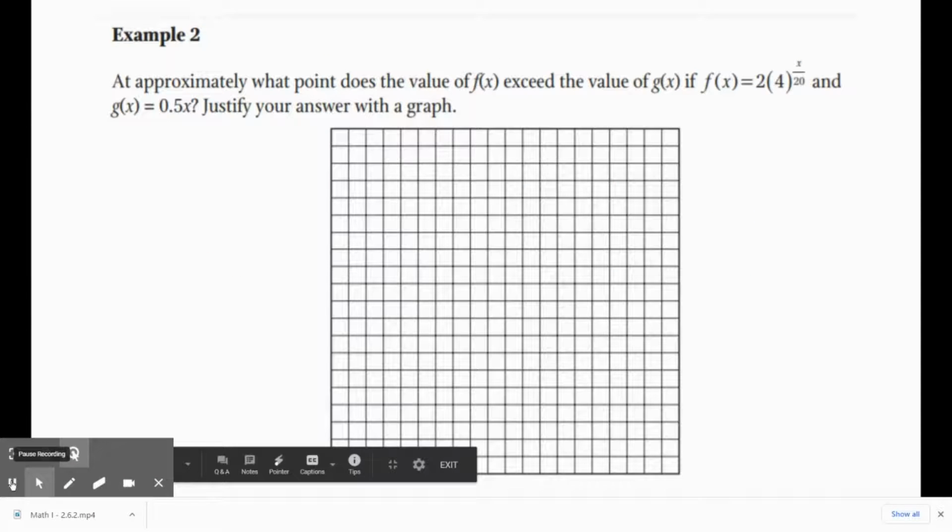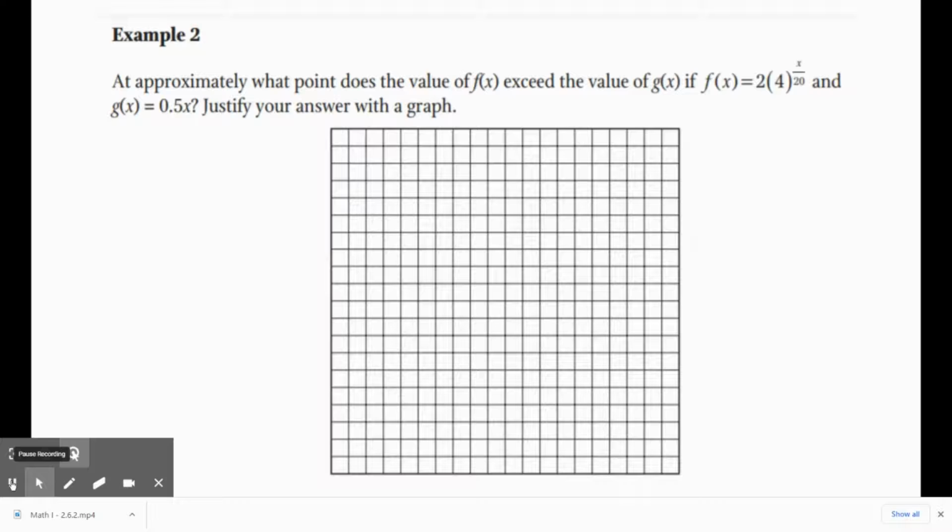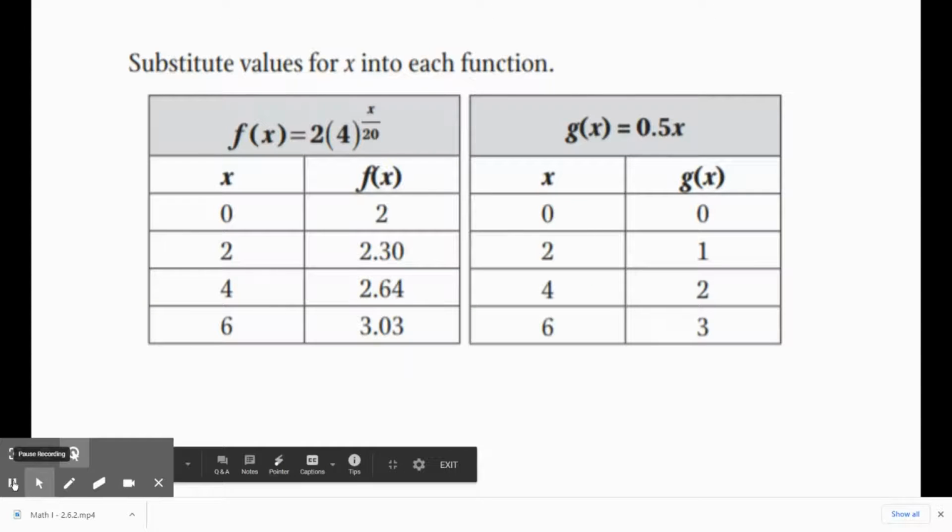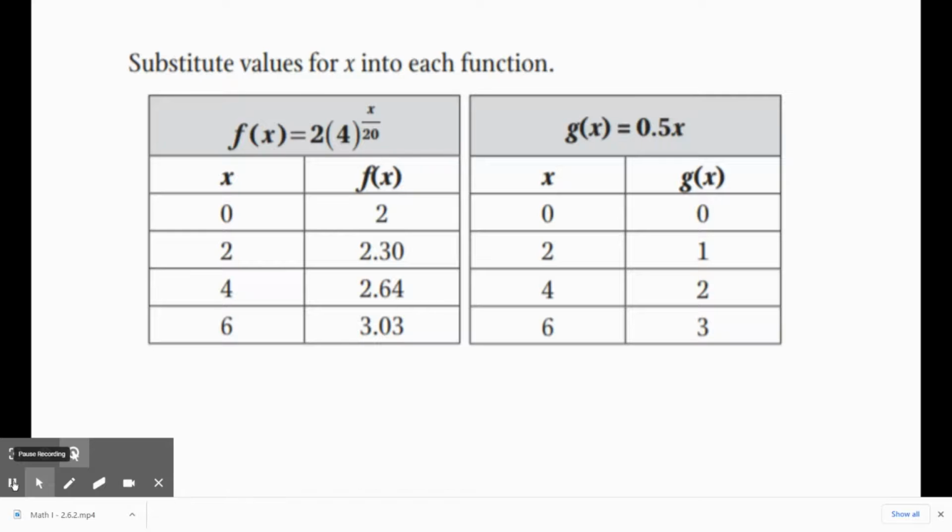Example 2, at approximately what point does the value of f(x) exceed the value of g(x) if f(x) is equal to 2 times 4 raised to the x over 20 power, and g(x) is equal to 0.5x? Justify your answer with a graph. Again, first things first, make a table. Take the time. Substitute in numbers like 0, 2, 4, 6.